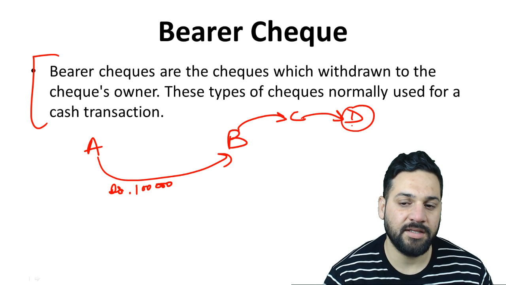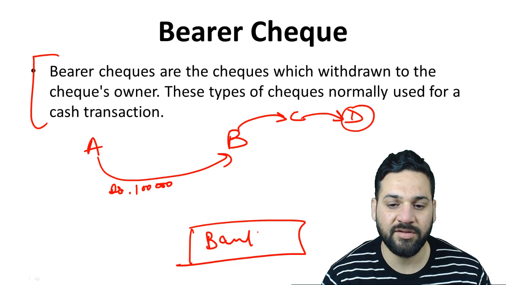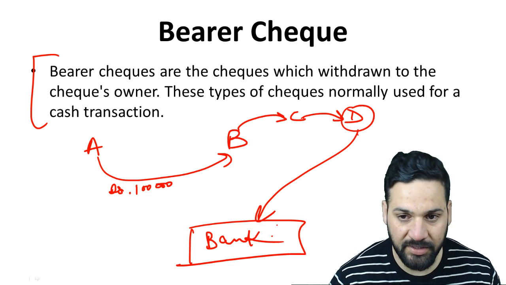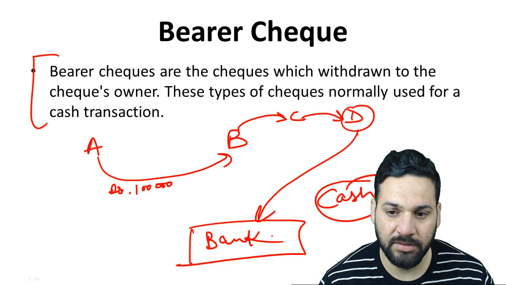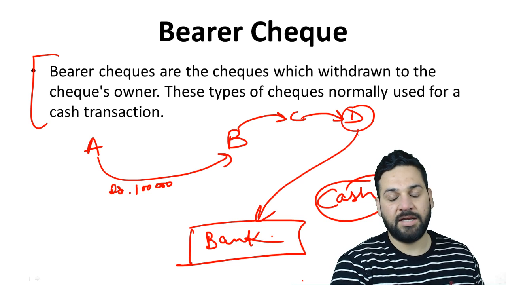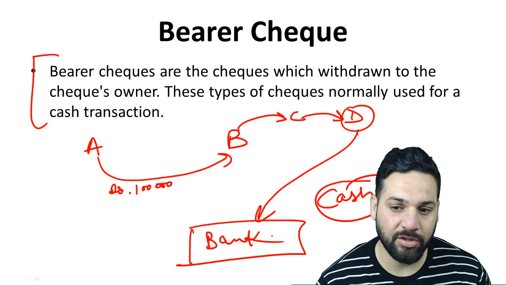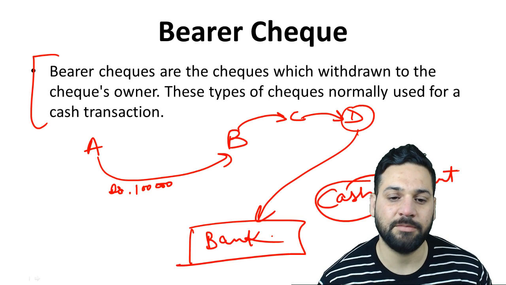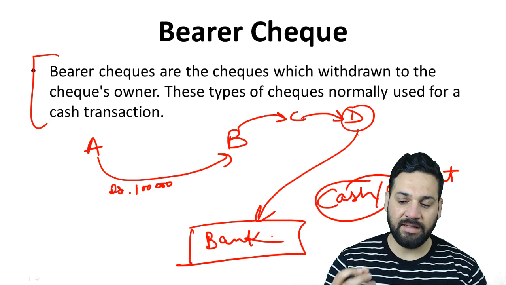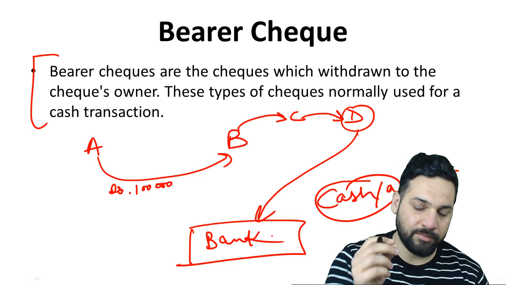Let's say this person D goes to the bank and shows this check. The bank will make the payment to person D in cash. If person D deposits this check in his bank and wants the payment in his account, that will also be possible, but either in cash or in account he can take that money. So it is a bearer check. Whoever is in the possession of that check, he or she can withdraw money from the bank by presenting the same check.